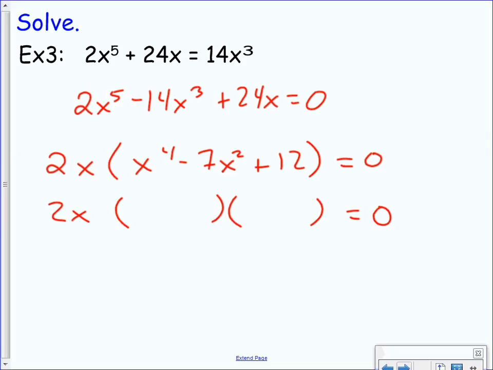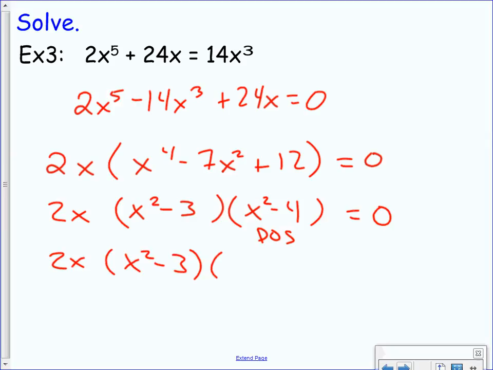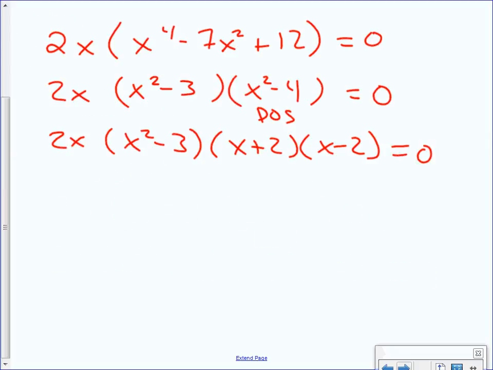You only got 4 solutions? Let's try it. You are right: x squared minus 3 and x squared minus 4. There's a dose. There's a dose. So we have 2x, x squared minus 3, x plus 2, x minus 2 equals 0. There's actually 5 solutions. You see all 5? No, you just see 4 factors. There it is, x squared minus 3. This is the tricky one, right?